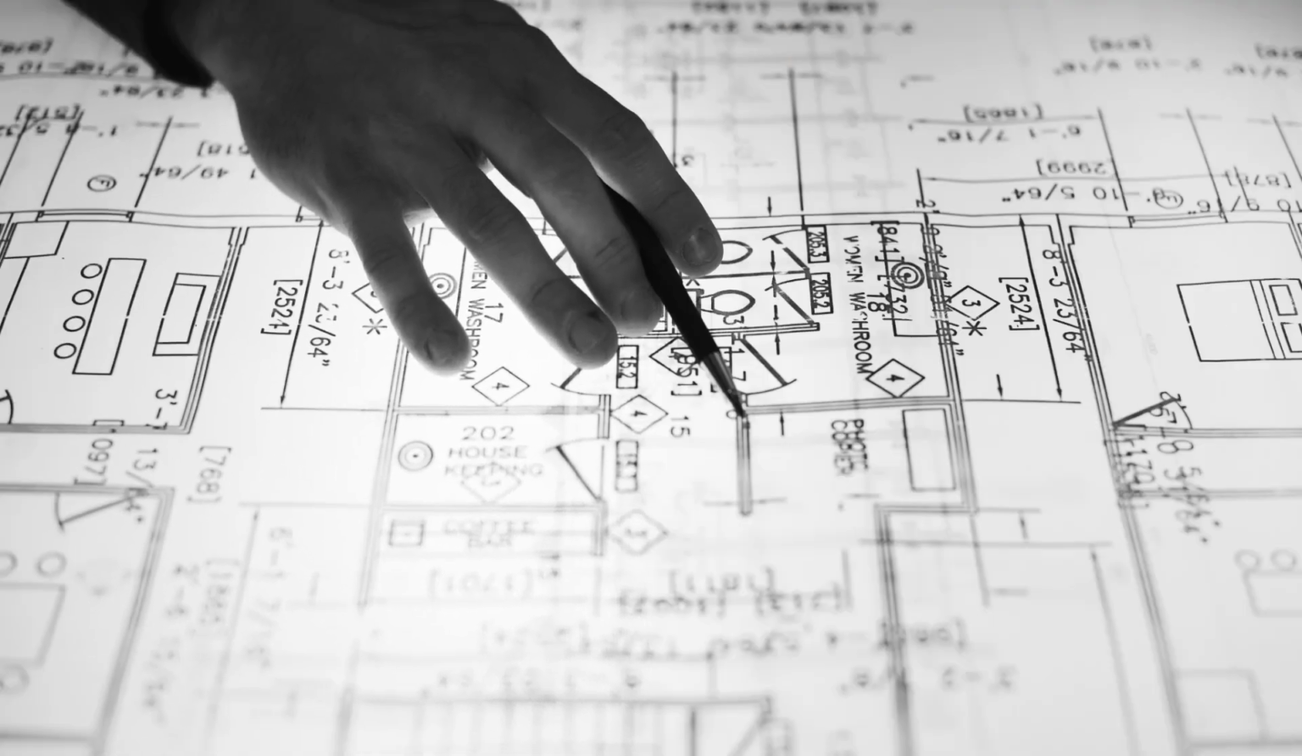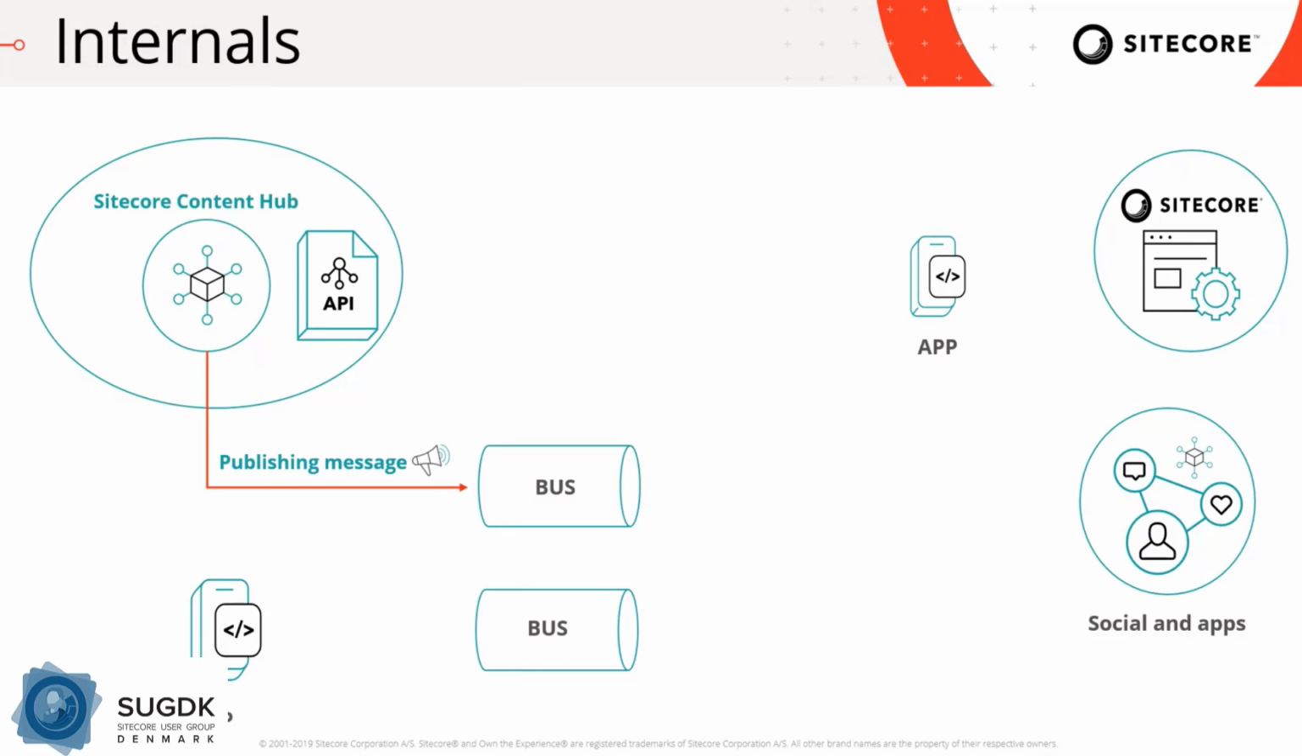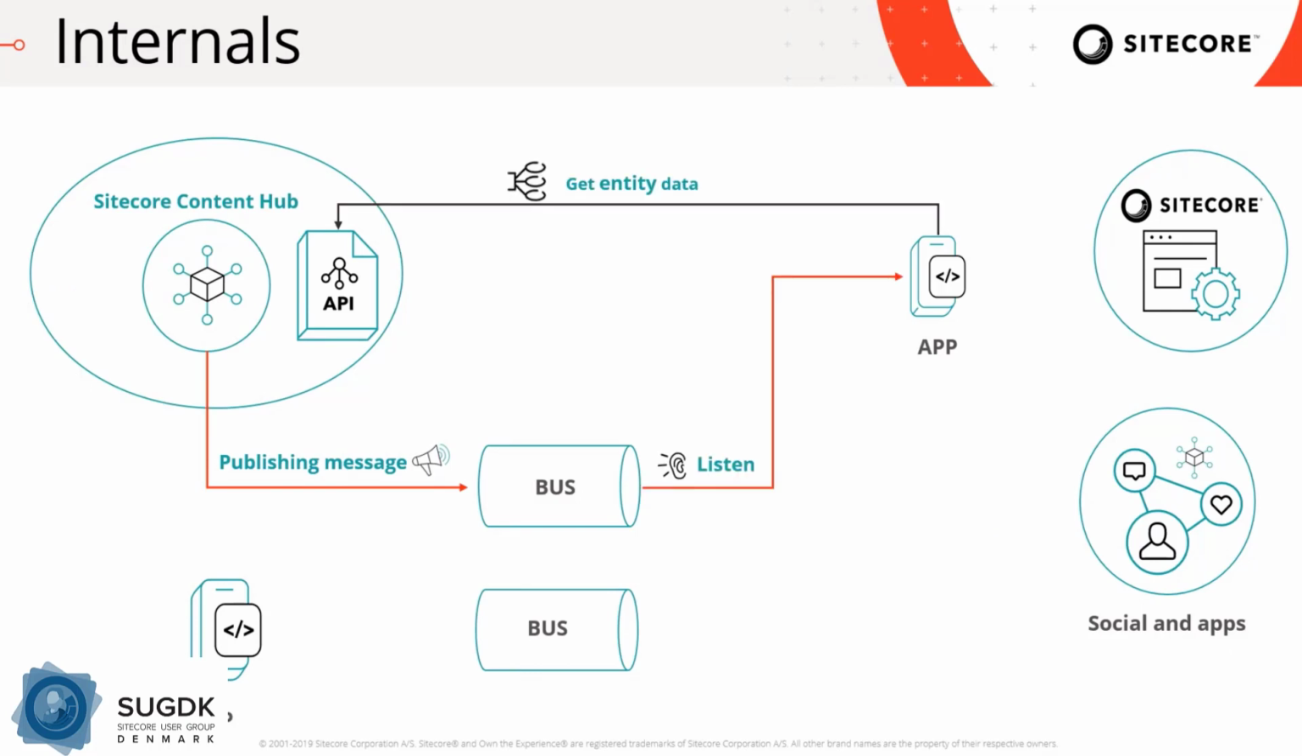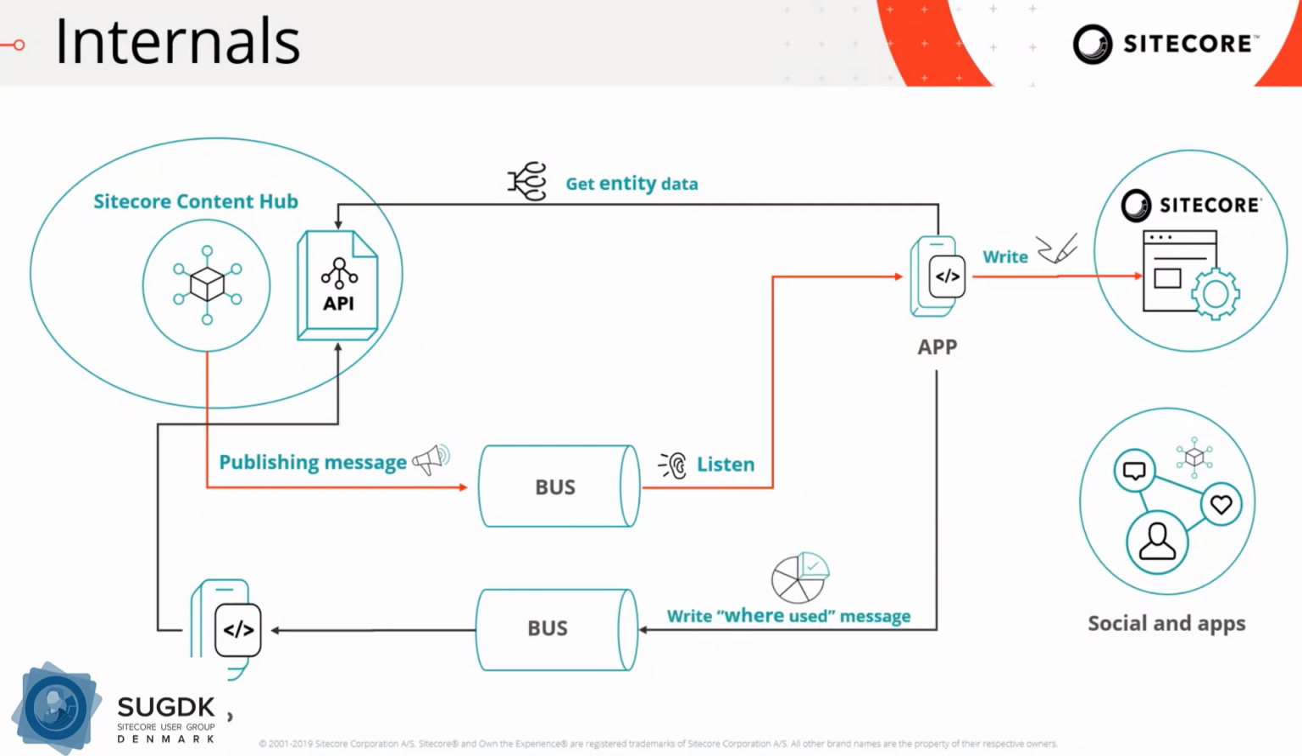So how does it work? This is what the internals are. Sitecore Content Hub publishes a message to a bus, which then listens to it. We then call get entity data and write it back into Sitecore. And then in the upcoming release, we will write where that particular content is being used on Sitecore back to Content Hub so that an editor can preview the content in Content Hub, etc. So that is a high level architecture of the connector.